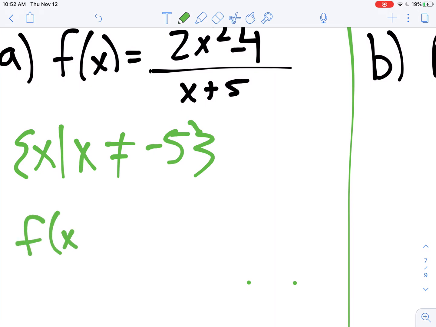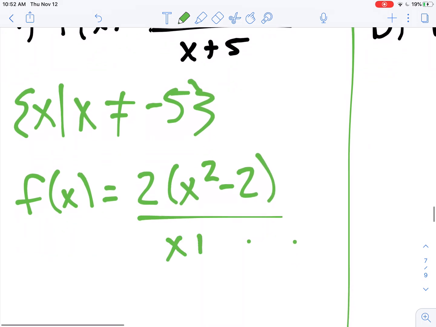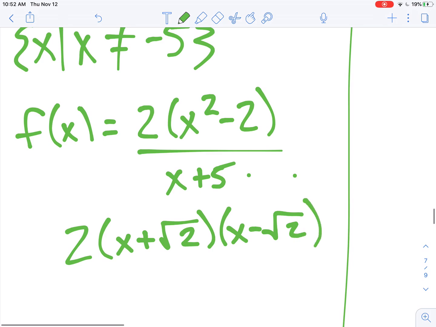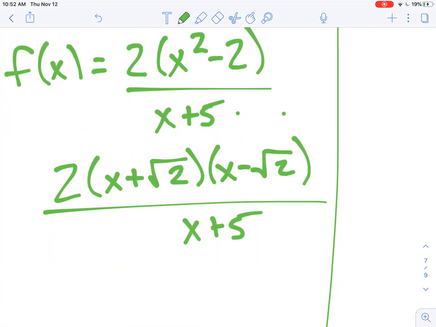I'm going to say f of x is equal to 2 times x squared minus 2, all over x plus 5. I could theoretically factor this more. Let's go ahead and just say that this is x plus the square root of 2 times x minus the square root of 2, because this is a difference of squares, and I put this over x plus 5. I can't cross anything out. This is not simplest form, but I cannot cross out any factors. I don't have any factor in common with my numerator and my denominator.